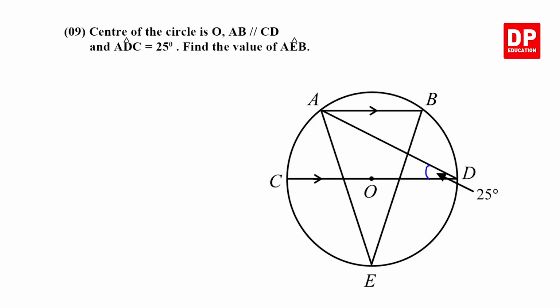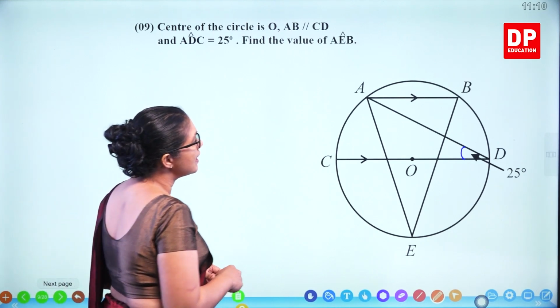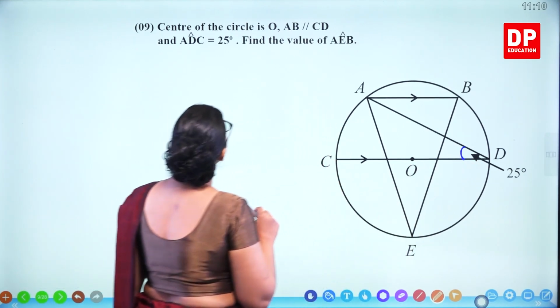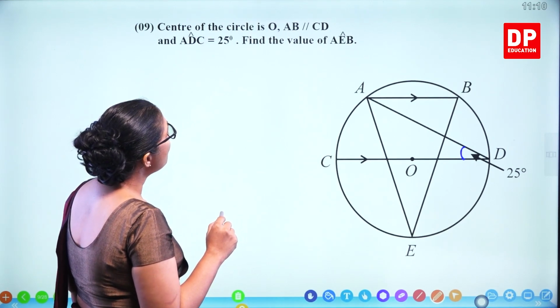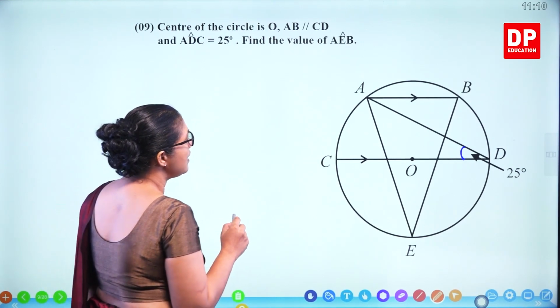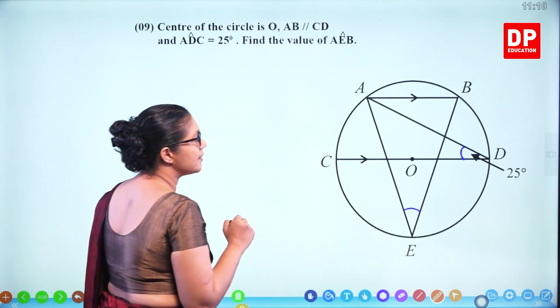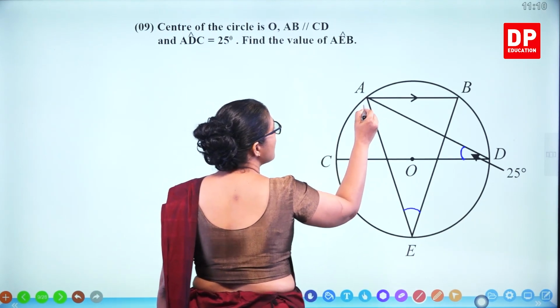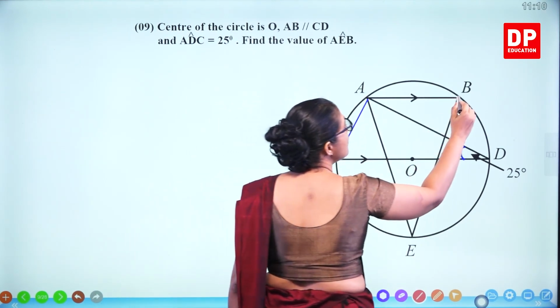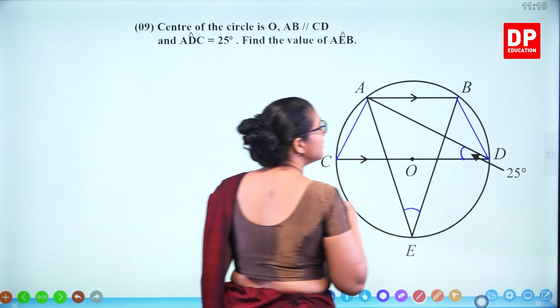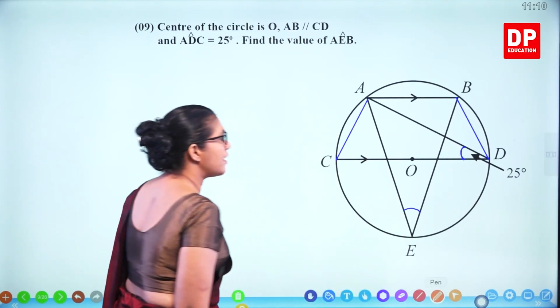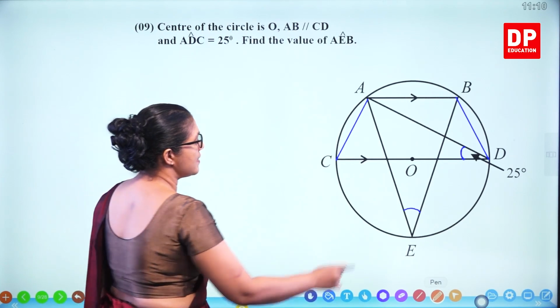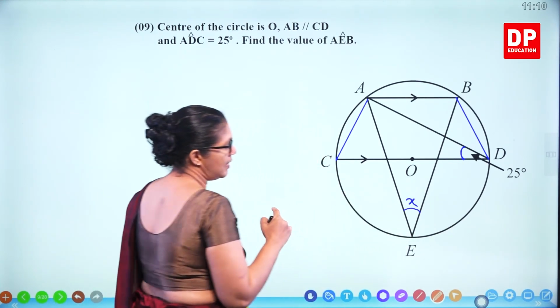Let's look at question number 9. The center of the circle is O. AB is parallel to CD and angle ADC is equal to 25. Find the value of AEB. So you need this angle. To find that, we need to do a construction like so. You have to draw these two lines. Now we can find that. So we need this angle. So we'll put x here. We need the x angle.